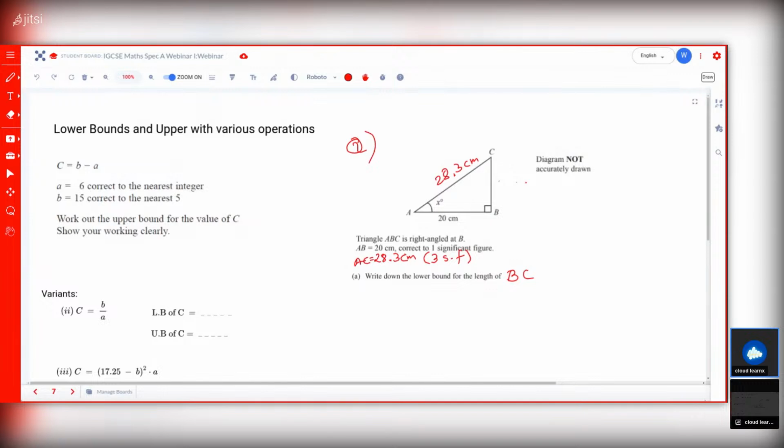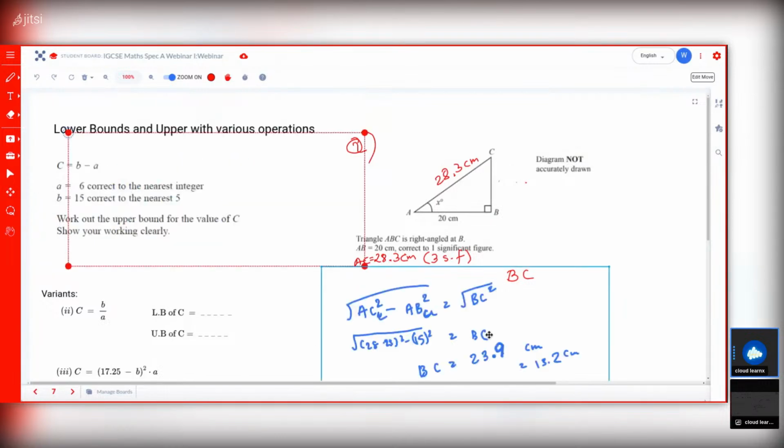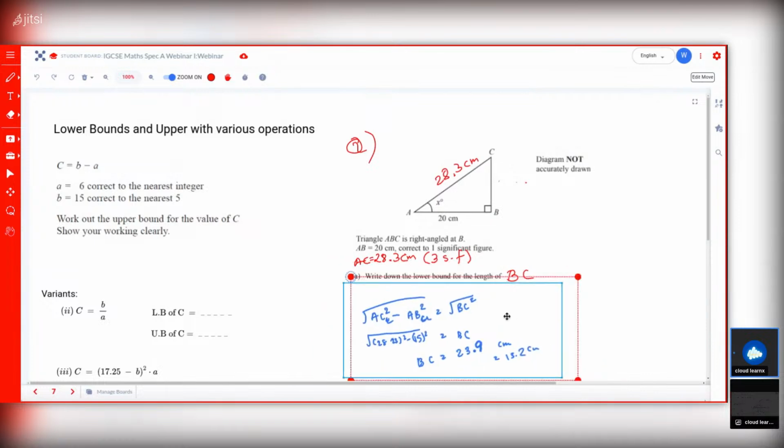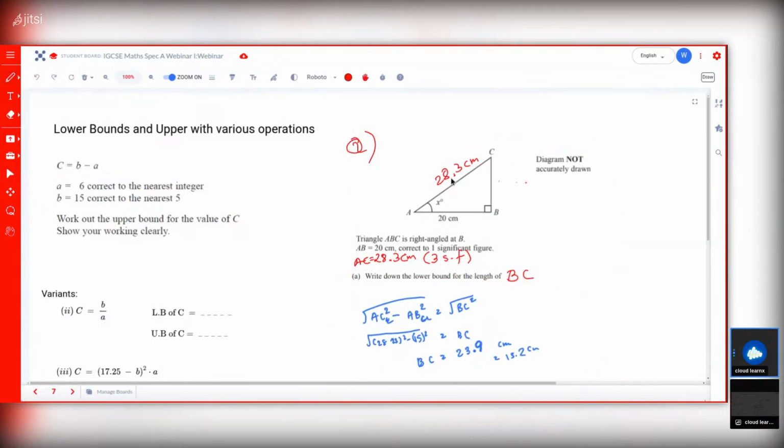All right, there we go. So I'm going to add. All right, here we go. So basically, most of you would understand that the Pythagoras theorem is what comes into play in order to find BC, a right angle triangle with the hypotenuse and one of the legs being given.